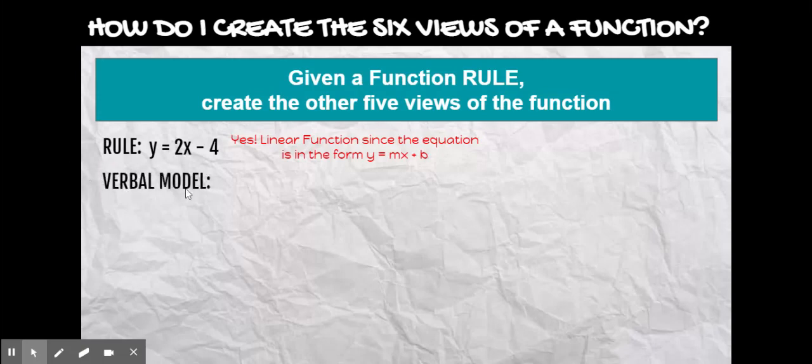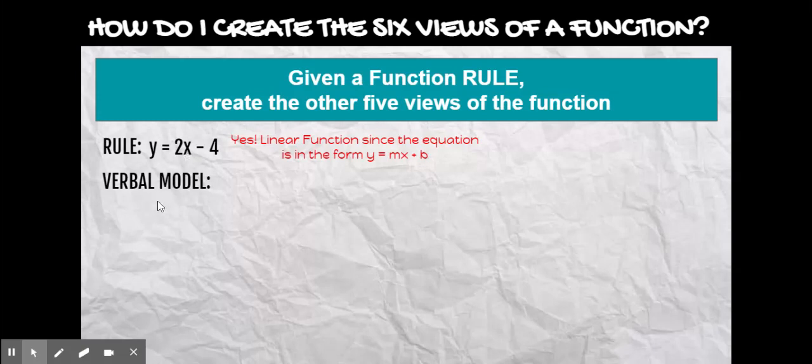So the first thing we're going to start with is our verbal model. And I kind of said basically what was happening when I talked about the rule. This x value is where we start. So the input is being multiplied by 2. And then once that multiplication happens and a product is formed, we subtract 4 from the product. That's one way to read that, starting at the input. I could also say that this rule is 4 less than. Now remember, when we read subtraction, it's not the same way as we read addition and multiplication. 4 less than twice my input. I could say that as well.